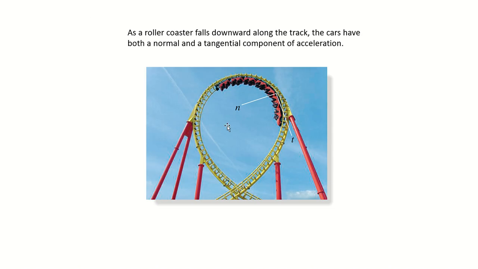This is just showing you your roller coaster falling downward along the track. So the cars right there have both a normal and also a tangential component. Because see, this is a curve anyway. So you have normal, that's 90 degrees, straight. And then this is tangential, it's of course a tangent to this curve. And so these are the components of your acceleration. Now we're studying the acceleration, and you have a normal component and you also have a tangential component.